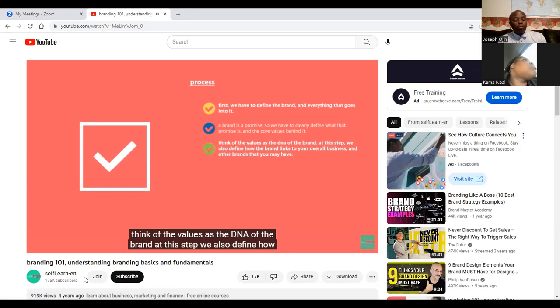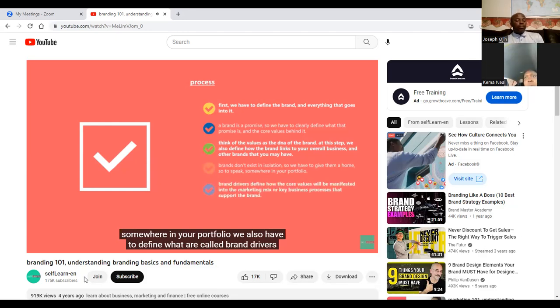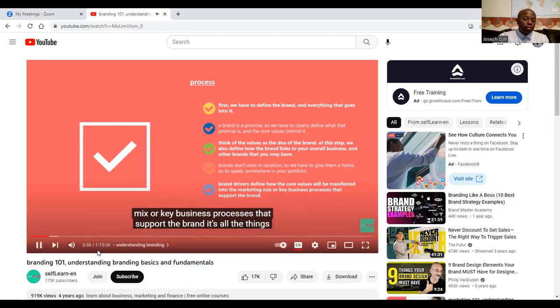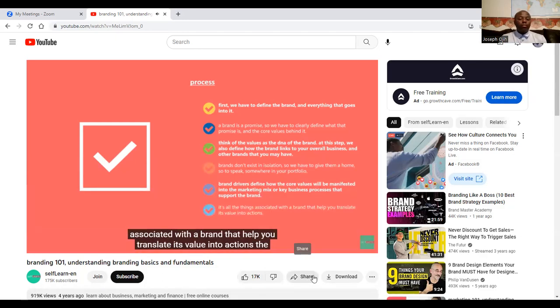At this step, we also define how the brand links to your overall business and other brands that you may have. Brands don't exist in isolation, so we have to give them a home, so to speak, somewhere in your portfolio. We also have to define what are called brand drivers. Brand drivers define how the core values will be manifested into the marketing mix or key business processes that support the brand. It's all the things associated with a brand that help you translate its value into actions.